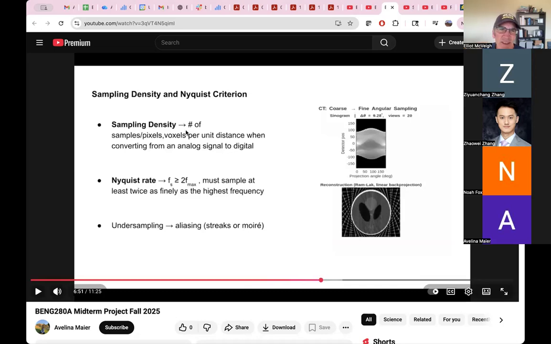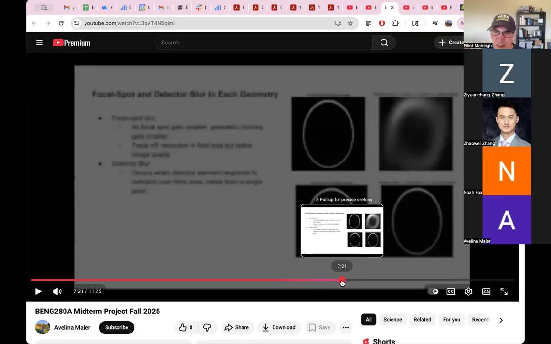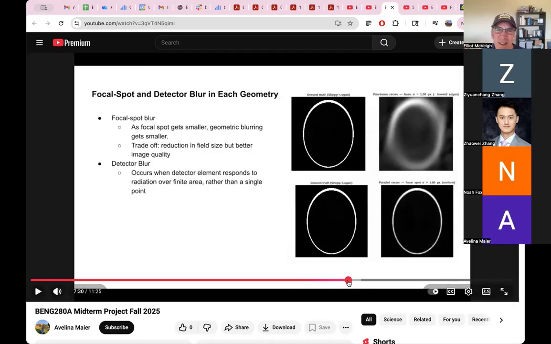And so this sampling density in Nyquist, right? This was changing. That's cool. So this is focal spot and detector blur. Ambient recon base. Parallel recon. Okay, so this is fan beam recon with a different focal spot. Is that what we're looking at here?